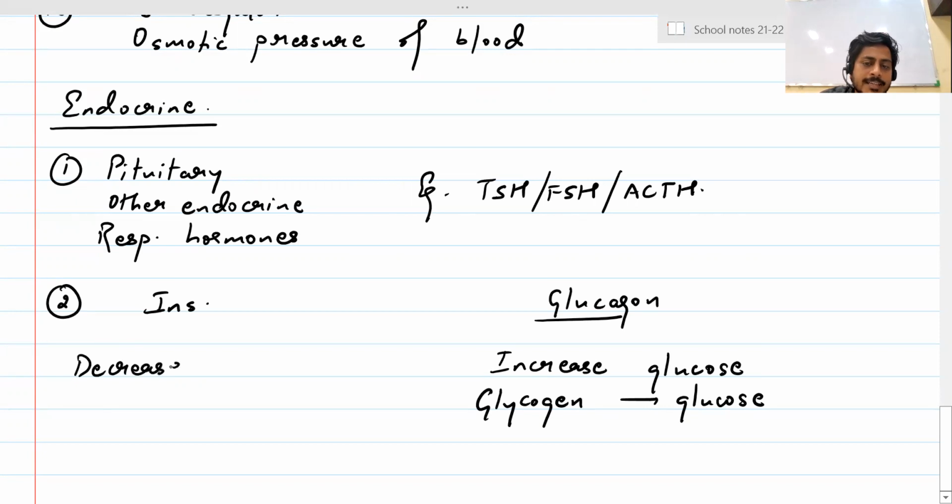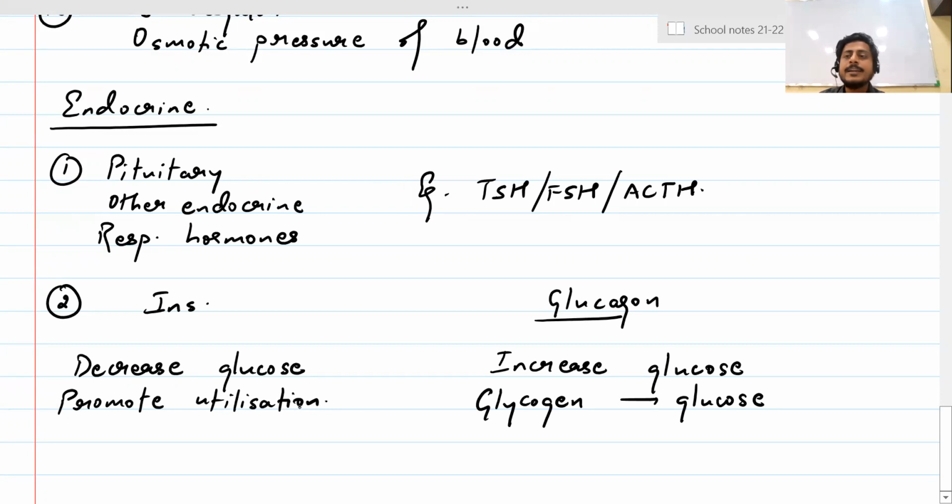Insulin, my marking word would be decrease. So what would it decrease? Again, it would decrease the blood glucose level. And how would it decrease the blood glucose level? It will promote the utilization of glucose by the cell. So promoting the utilization of glucose by the cell. Insulin will decrease the blood glucose level.